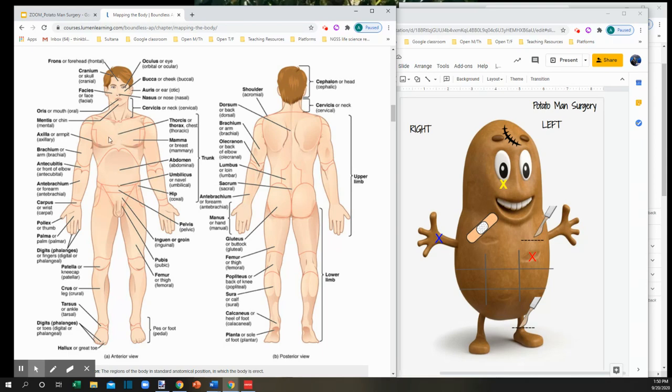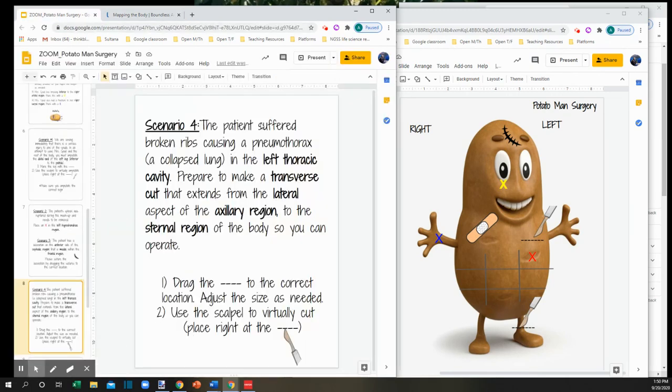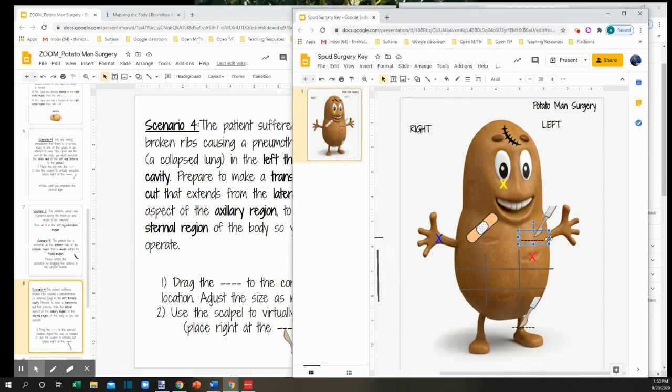So it's right here. So you're looking at drawing a dotted horizontal line that goes from here to here. And if you needed to, it probably would have been even more accurate for me to put one extra dash line right there, right? So it's actually from the lateral side all the way to the sternal region. And then you just needed to put your scalpel there to show that that's where you'd be cutting, okay?